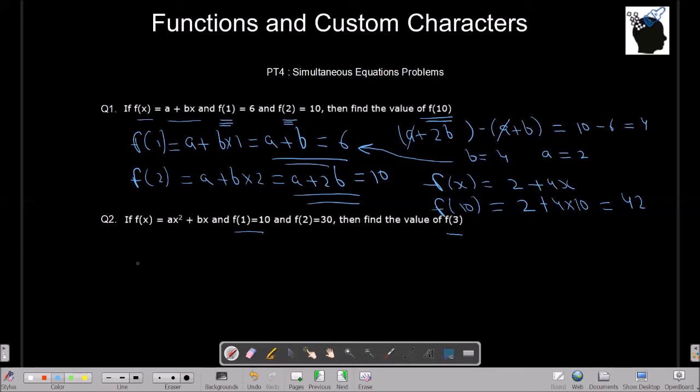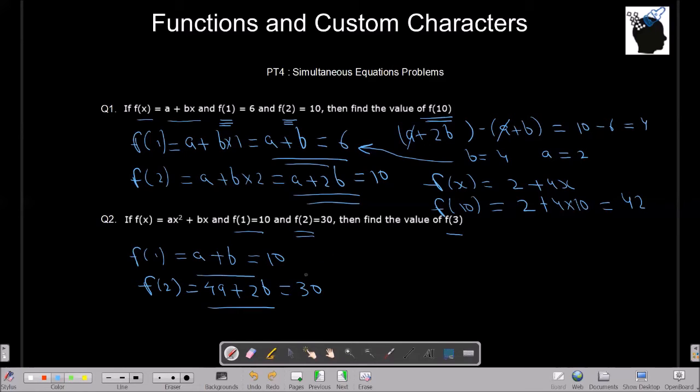Let's put x is equal to 1 first. So f of 1 is equal to a into 1 square, which is 1, plus b into 1, which is b, is equal to 10. Let's put x is equal to 2. So f of 2 will become a into 2 square, that becomes 4a, plus b into 2, that is 2b, is equal to 30. Now we have simultaneous equations.